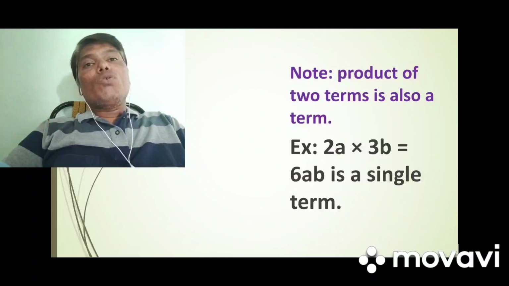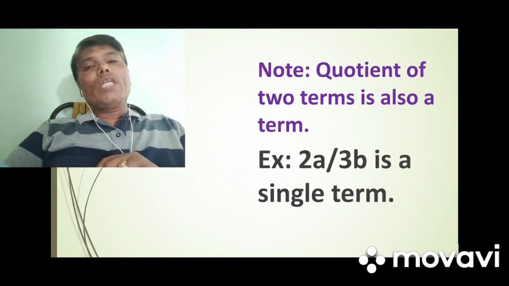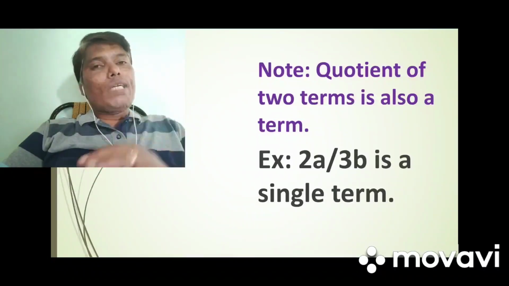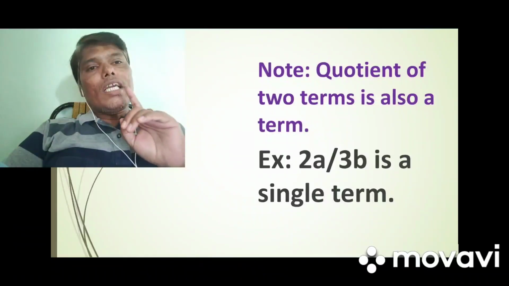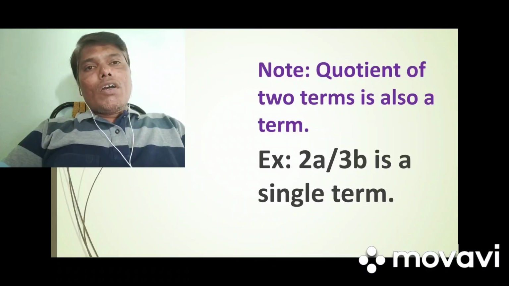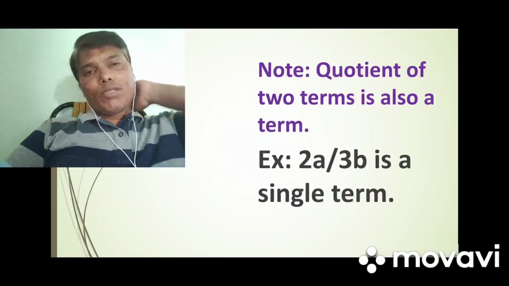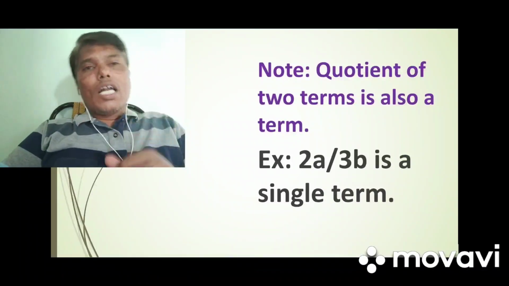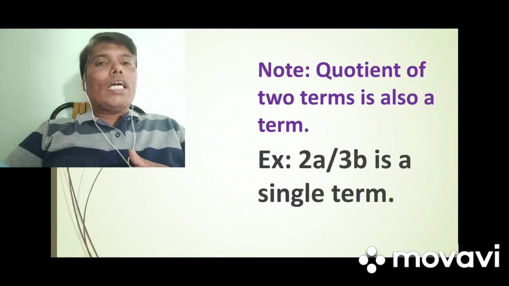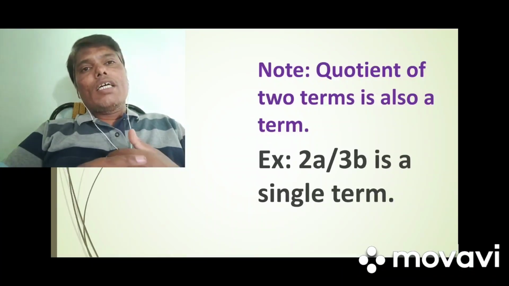Similarly, the quotient of two terms is also treated as only one term. For example, you see 2a and 3b, these are the two terms. Their quotient, when 2a is divided by 3b, is treated as a single term. So we have two types of terms, numerical terms and algebraic terms. Numerical terms are nothing but constants, and if there is at least one variable in the term, then it is treated as an algebraic term. So hope you understand the term.